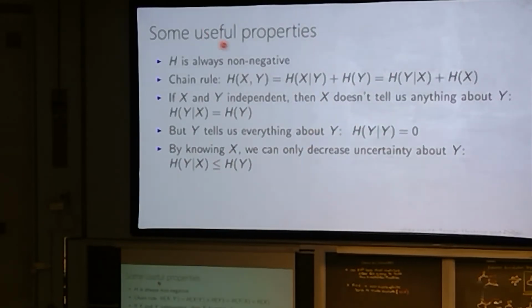So, just some properties in general about entropy, conditional entropy, and joint entropy. You can use the chain rule as shown here, as you do for probability, which follows from the laws of probability. Also, intuitively, if X and Y are independent, then X doesn't tell us anything about Y, so the entropy of Y is the same as the conditional entropy given X. But of course, Y tells us everything about Y. So if you tell me Y, then there's no more surprise left, so it's 0. And the other thing is that by knowing something, you can only decrease the uncertainty about Y. Therefore, the conditional entropy is always less than or equal to the unconditional entropy.